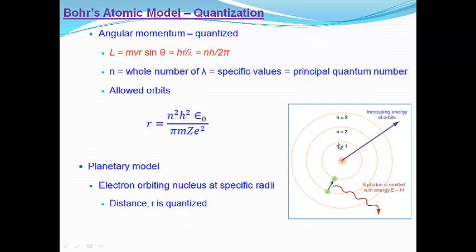And the fact that we have specific orbits tells us that we have quantization of the distance of the electron from the nucleus. And this is the Bohr atomic model.